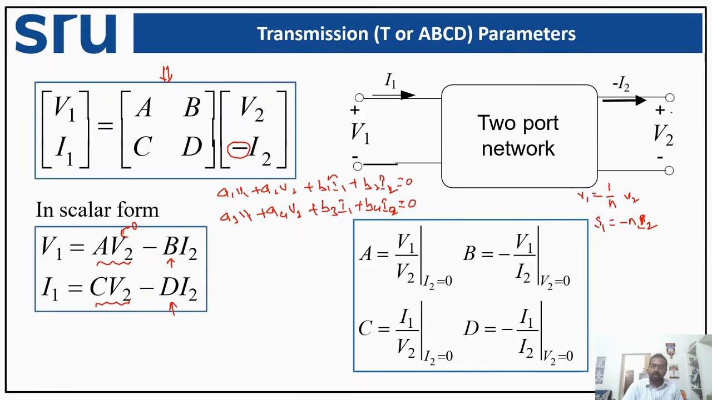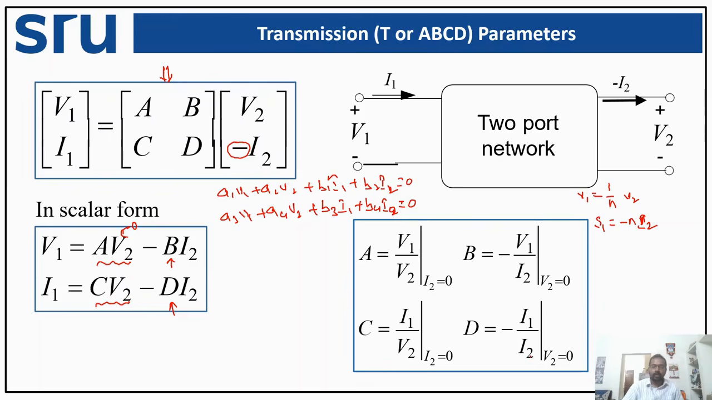So we open the second port, that is by making I2 equal to 0, so as to compute A and C, and in the next case we short it in order to get B and D values. If we do that, we get A as V1 by V2 when I2 equal to 0, and C equal to I1 by V2 when I2 equal to 0. Similarly, B will be equal to minus V1 by I2 when V2 equal to 0, and D equal to minus I1 by I2 when V2 is equal to 0.